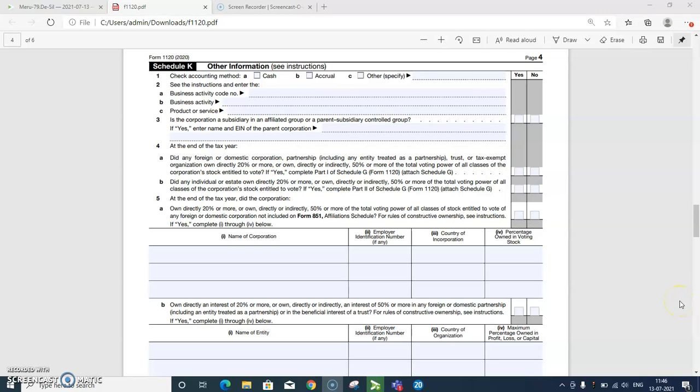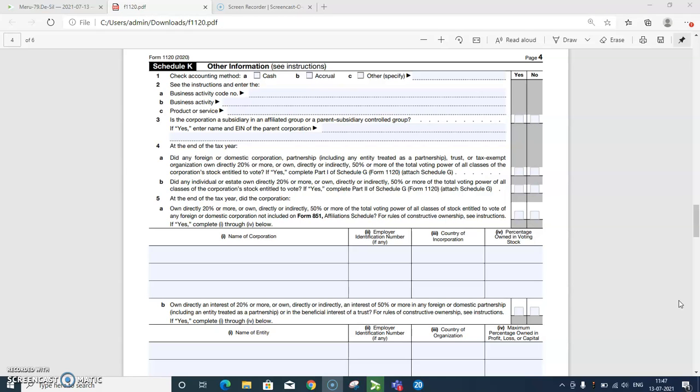Now coming to question number 2, please see the list of principal business activity codes. Using the list of codes and activities, determine from which activity the corporation derives the highest percentage of total receipts. Enter on lines 2a and 2b the principal business activity code number, the corporation's business activity, and the description of the principal product or service of the corporation.